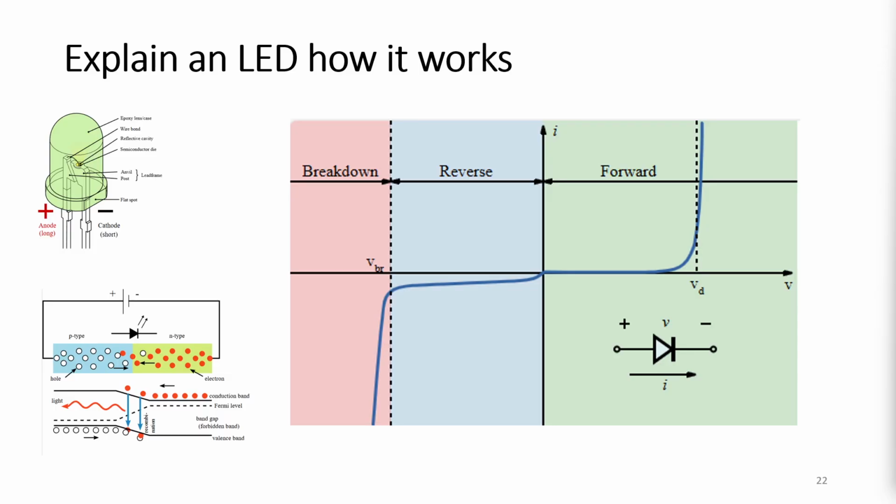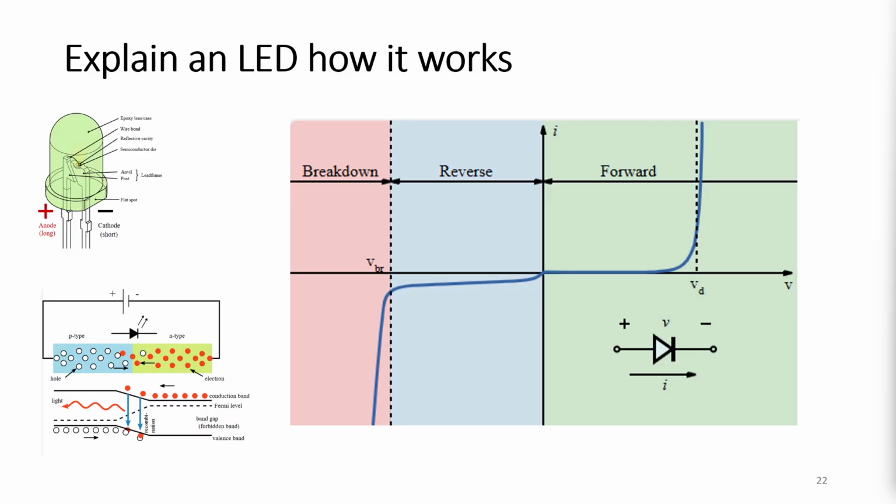In the reverse region, the applied voltage is negative and the diode is reverse biased. In this region, the diode blocks current flow and only a very small reverse leakage current flows due to minority carriers. This current is nearly constant and remains close to zero over a wide range of reverse voltages, as shown by the almost flat portion of the curve in the reverse region.